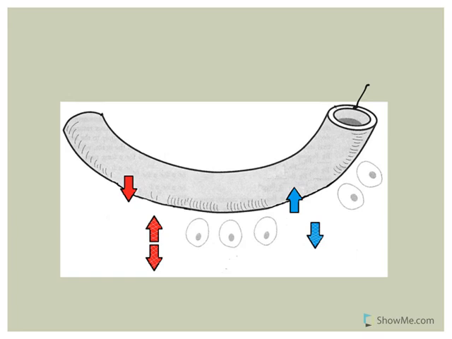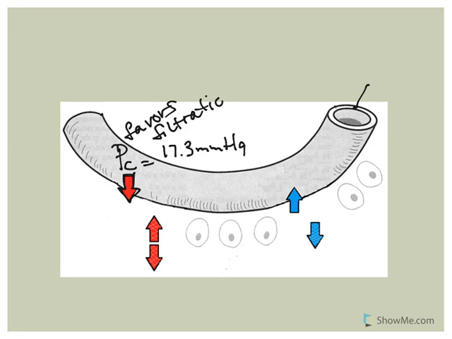So we're going to start with the first pressure, which is your capillary hydrostatic pressure, which is often abbreviated like this. I'm just using this abbreviation. So this is your capillary hydrostatic pressure. Think of it as your blood pressure. And the average pressure in the systemic capillaries is 17.3 millimeters of mercury. And you notice the arrow, it's going out. That favors filtration. So you've seen the arrow moving out of the vessel.